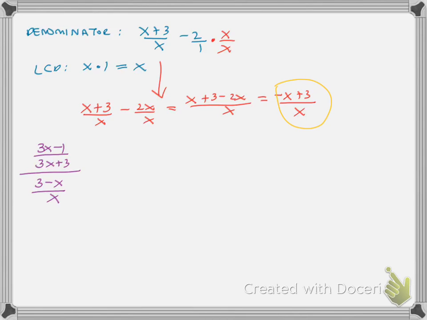And I just didn't want to have the negative term leading. So that's why we wrote it as 3 minus x. If you want to keep it as negative x plus 3, that's fine. It's the same thing. All right, all over x.